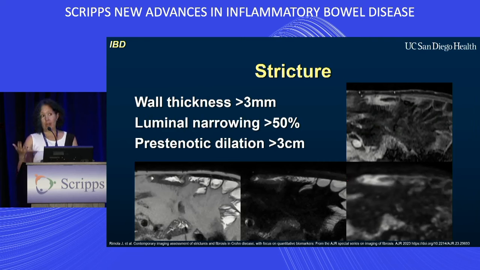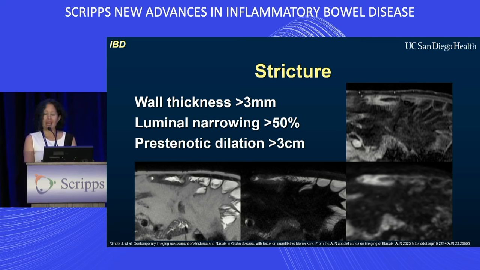Looking to see where the strictures are and how bad they are is also another advantage of enterography. And we've actually started coming together in the radiology world about how to define a stricture, like what do we mean when we say that there is a stricture? These are the 3 criteria that have recently been proposed as what we should be coalescing around. A wall thickness of greater than 3 millimeters, luminal narrowing greater than 50%, and pre-stenotic dilation of greater than 3 centimeters.